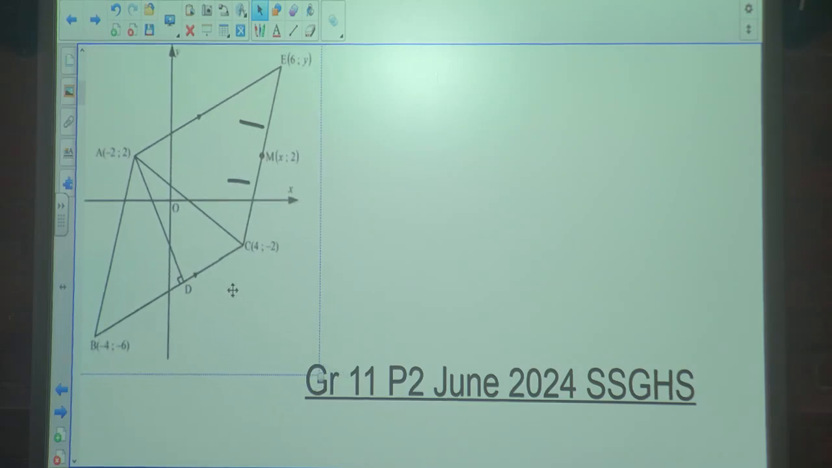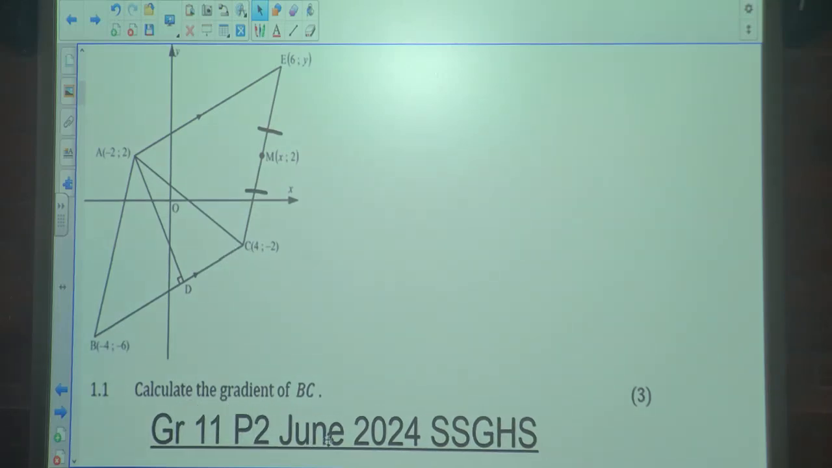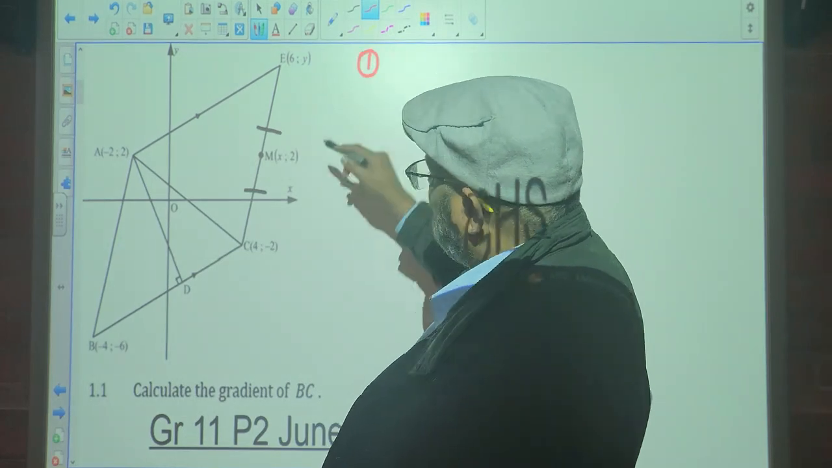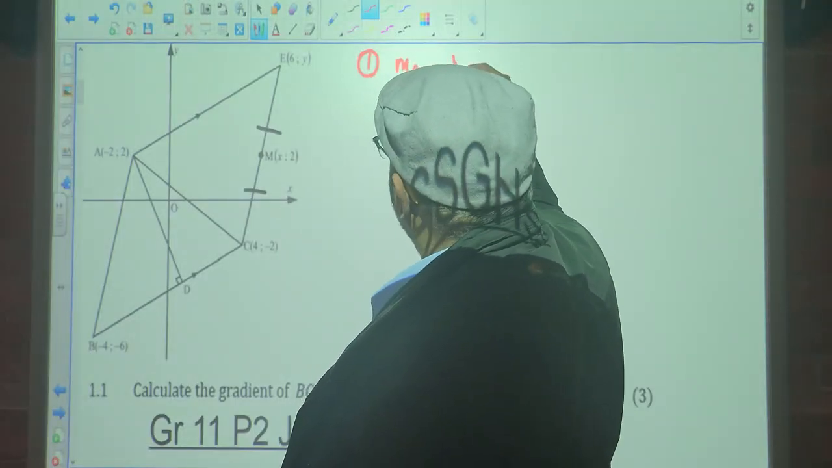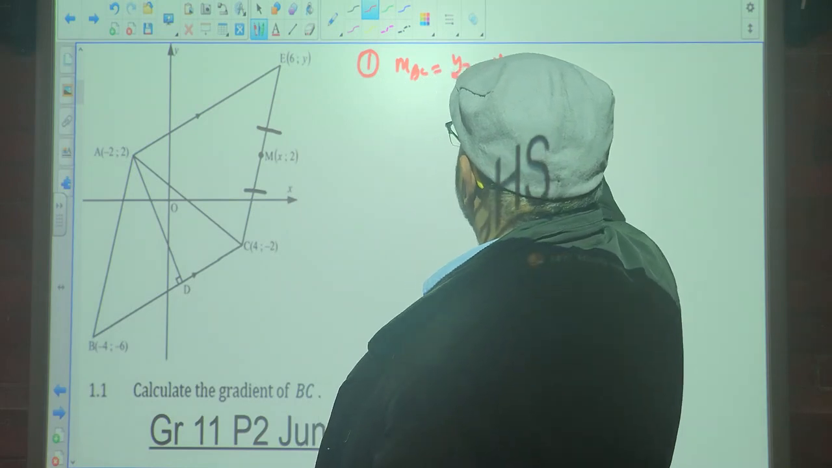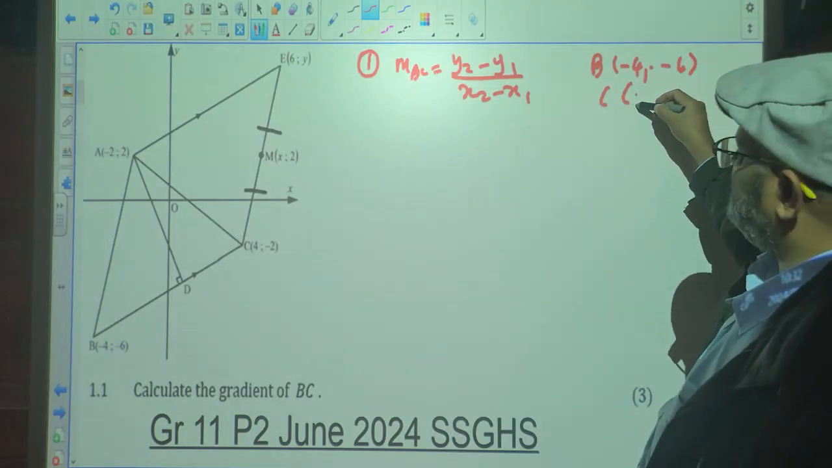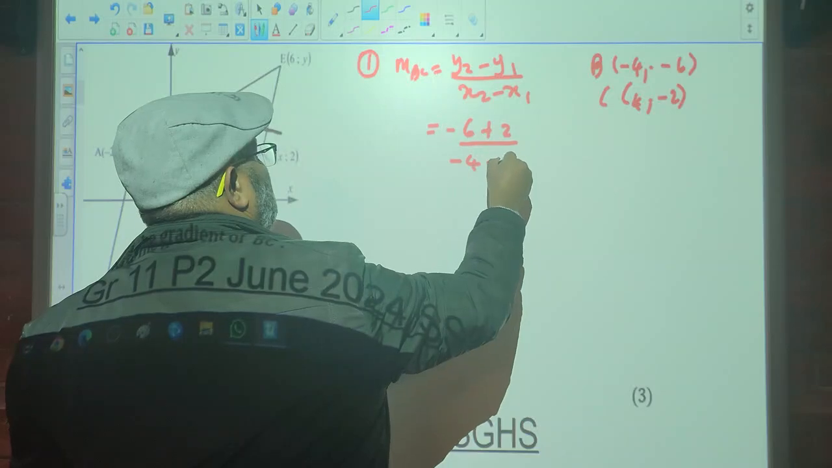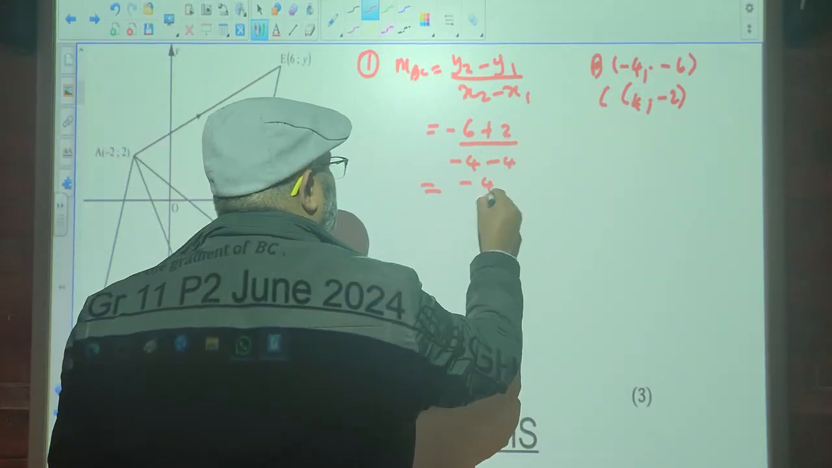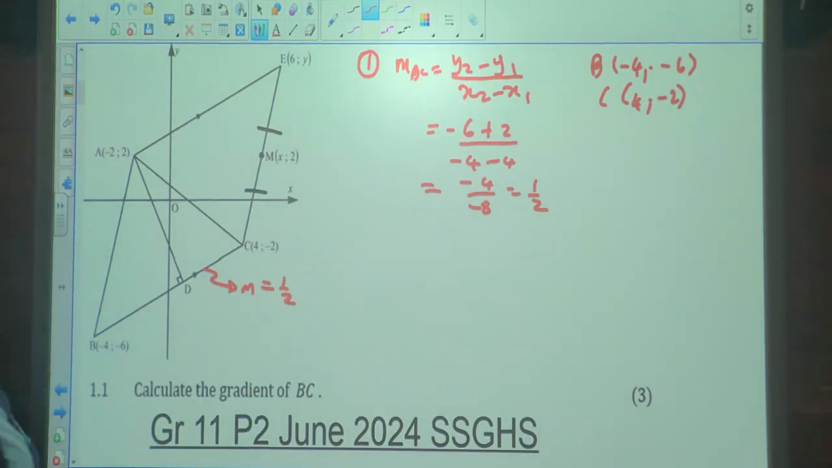The first question says, calculate the gradient of BC. So the gradient of BC is going to be y2 minus y1 over x2 minus x1. B's coordinate is (-4, -6), and C's coordinate is (4, -2). So it's going to be negative 6 minus negative 2 over negative 4 minus 4, which gives me negative 4 over negative 8, which is 1/2. The gradient is going to be 1/2.